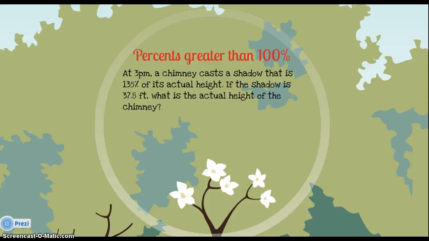Okay, on this one, I'll show you how it's set up and I'll just put the answer. But if you did it correctly, it's 37.8 over x equals 135 over 100. Remember, the percent is always over 100. And then x will equal 28 feet. If you did not understand that, make sure you come see me or ask questions in class.